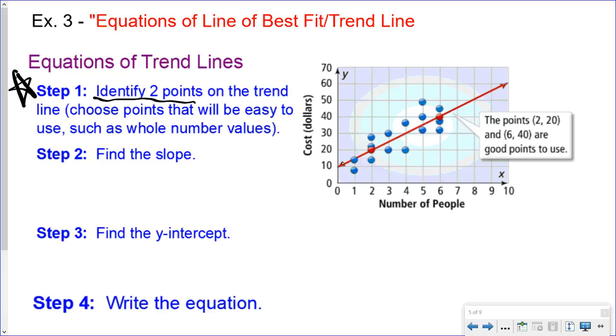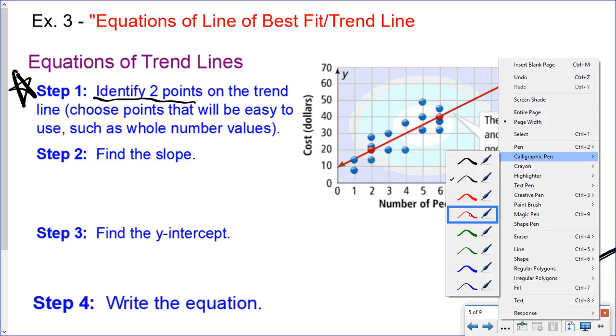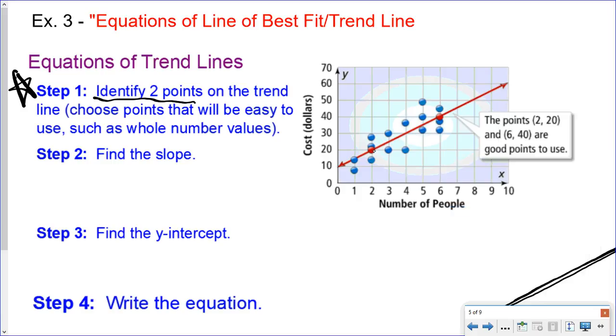So you make your line, and the line has to split the group and be as close as possible, but then you want to be able to identify a couple of points on there so that you can write an equation. Here they've picked out 2 points. You've got 2 and 20, and then 6 and 40.